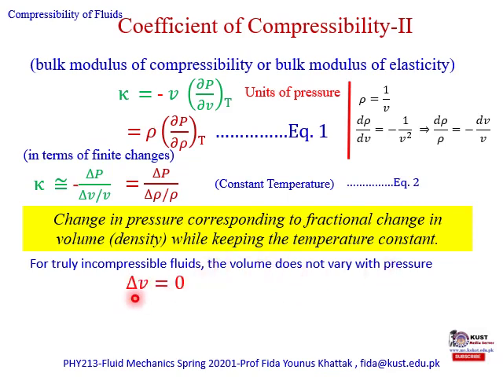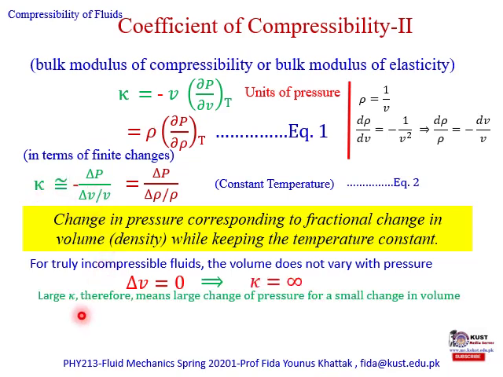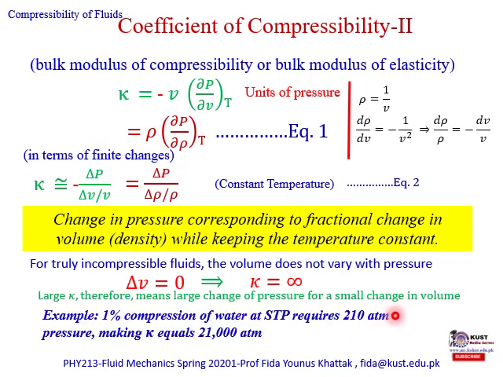For a truly incompressible fluid, the volume does not vary with pressure. That would mean that you have delta V equal to 0. Putting delta V equal to 0 into this relation would mean that kappa is equal to infinity. So large kappa therefore means a large change of pressure for a small change in volume. For example, when you have 1% compression of water at standard temperature and pressure, that would require 210 atmospheres of pressure. Putting these values would make kappa equal to 21,000, which is a huge value for kappa.